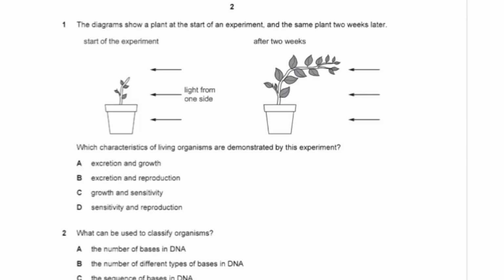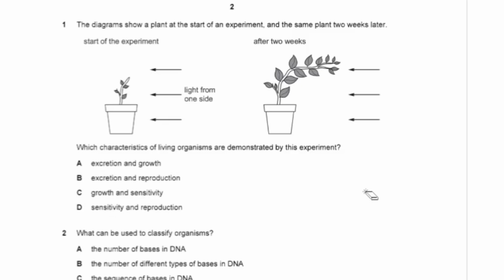Question number 1. The diagrams show a plant at the start of an experiment and the same plant 2 weeks later. So you see the start of the experiment and you see 2 weeks after. Which characteristics of living organisms are demonstrated by the experiment? Option A is excretion and growth, B excretion and reproduction, C growth and sensitivity, D sensitivity and reproduction.